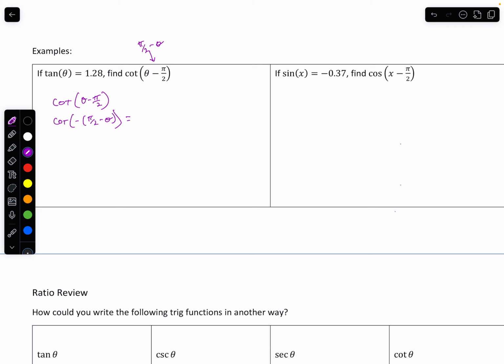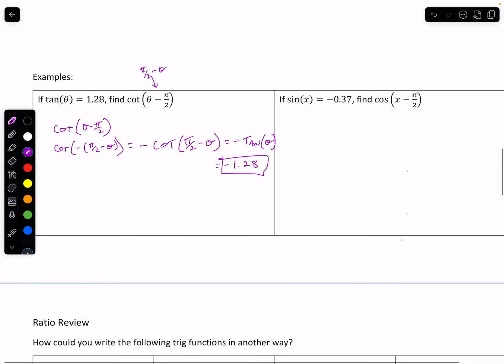And I know that cotangent is odd. So think about this as our angle. Cotangent of negative x would be equal to, since it's odd, negative cotangent of that angle, so pi over 2 minus theta. That's because of our even and odd function thing, right? Now, because of our cofunction thing, since cotangent is the cofunction of tangent, I could just say that's equal to negative tangent of theta. Okay, and I know that tangent of theta is 1.28, so I get negative 1.28.